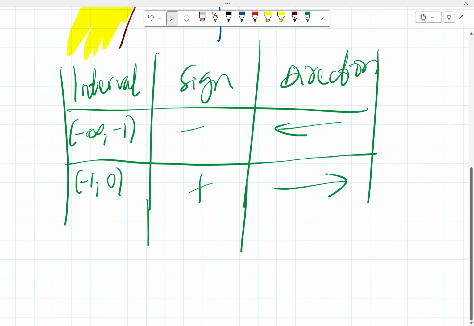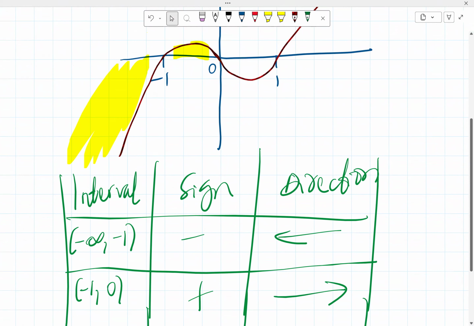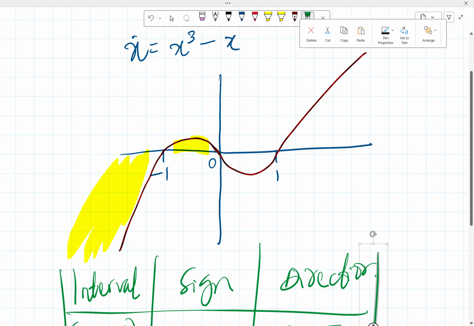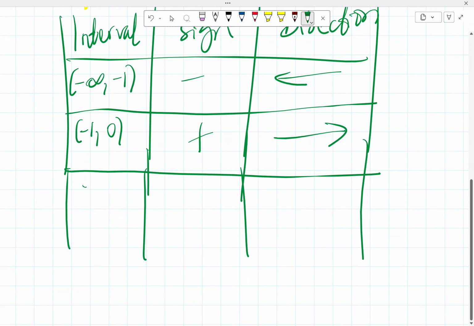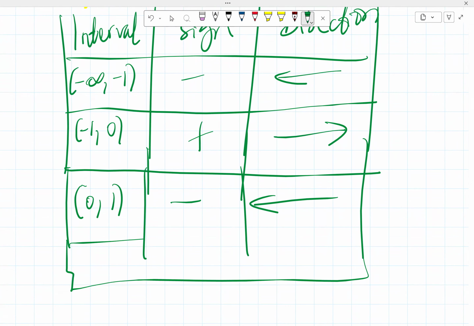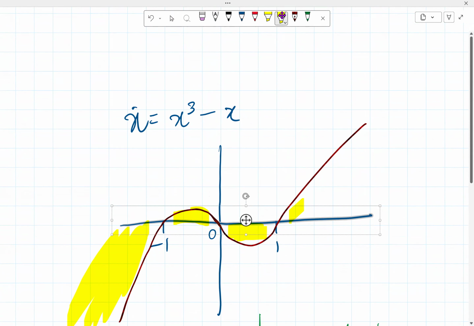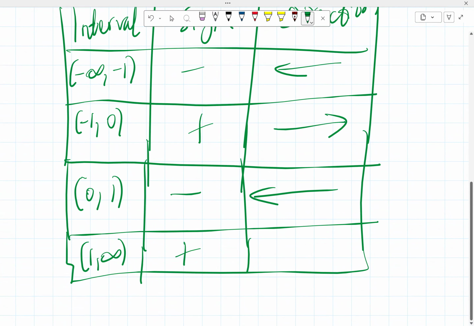Then we have the next one. This is 0 to 1. 0 to 1 here is negative. So from 0 to 1, that is negative. So the arrow is coming this way. Then lastly, we have 1 to infinity. As you can see, it's above the x-axis. That is positive for sure. So this is positive, and then the arrow is going this way.